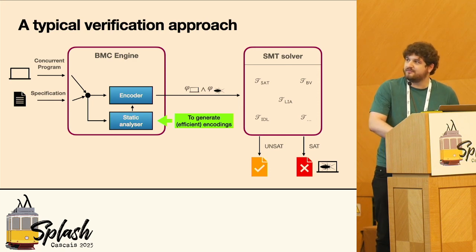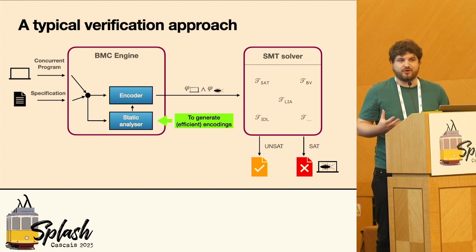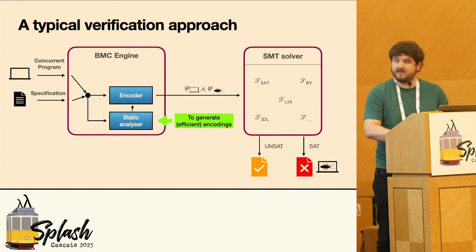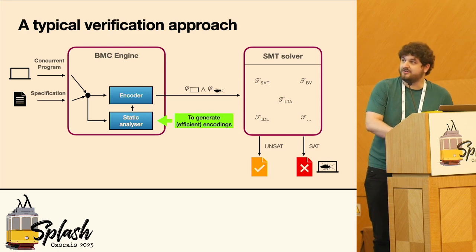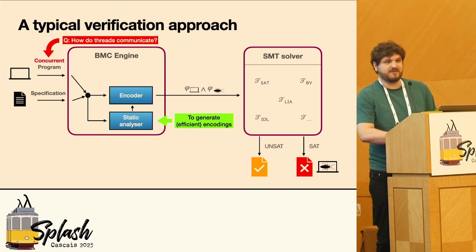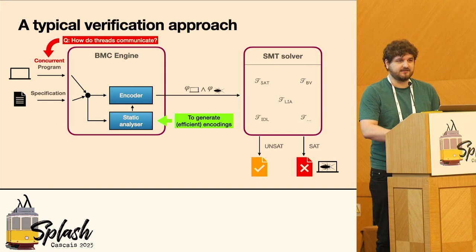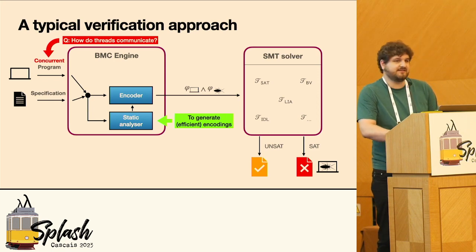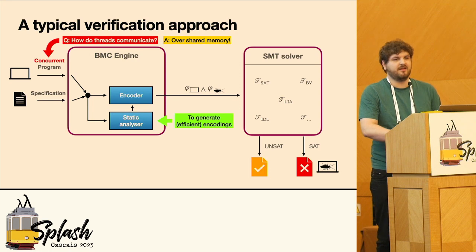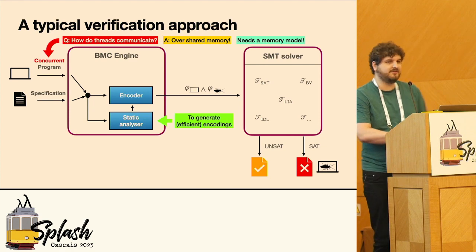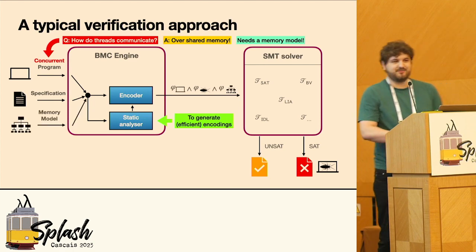Now, usually a BMC engine is not just an encoder, but it also uses something like a static analysis to either generate the encoding in the first place or to generate more efficient encodings. If you want to argue about concurrent programs, this problem gets a lot harder, because now we need to think about how threads communicate in concurrent programs. And the answer to that is typically, well, over shared memory. Now we get memory into the picture, and memory needs what we call a memory model. You want to take this memory model also as an input to the verification task.